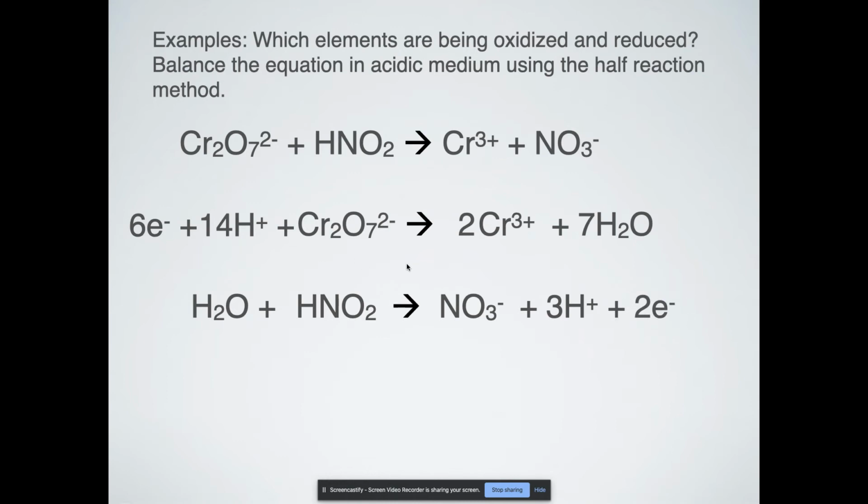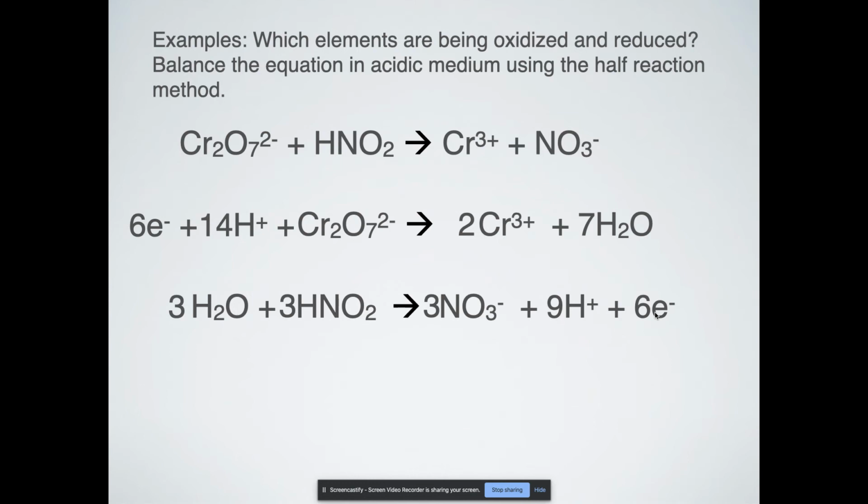Now notice my electrons are not the same. I have 6, I have 2. That means I need to make sure I multiply everything by a 3 in order to get these numbers of electrons to be the same. So let's multiply everything here by a 3. So I have 3 of these, 3 of these, 3 of these, 9 of these, 6 of these.